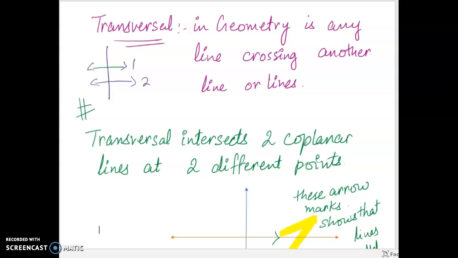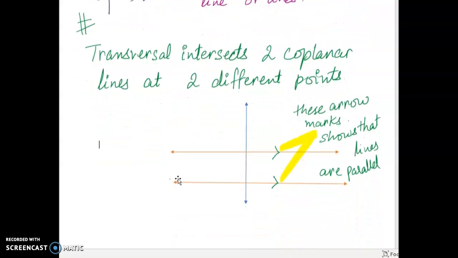So a transversal intersects two coplanar lines. Coplanar means they are on the same plane, intersected at two different points. As you can see from these two lines, this line T is intersecting lines L and M at two points, one here and one here. So line T is a transversal to lines L and M.